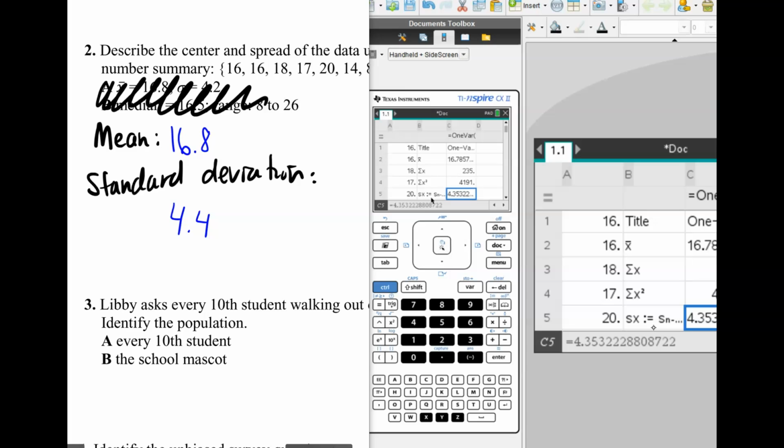4.4 is the standard deviation. Just to tell you what the others are, this giant sigma x is all it's doing is adding up all of my data. So Isabella, this answers your question. All this means is add all our data points. If you added all these numbers, this is what the total would be. That's it.